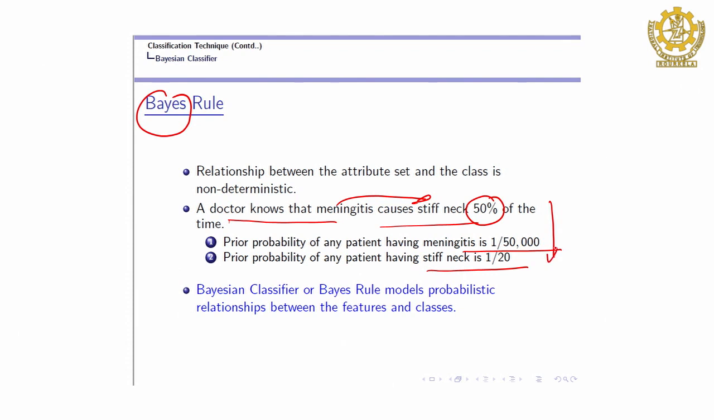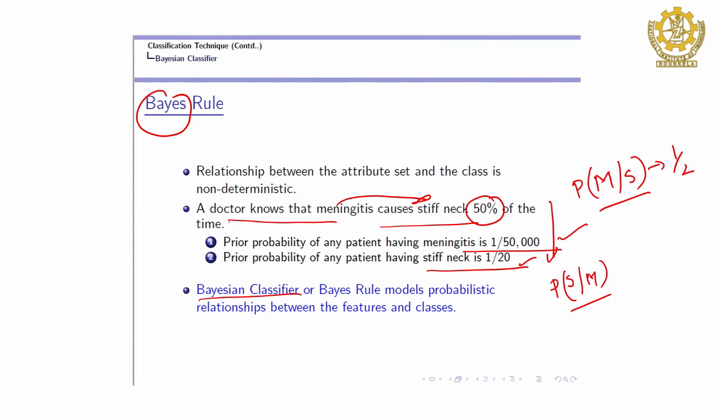From here, can you figure out the probability of having meningitis if the patient has a stiff neck? It is the other way around. The doctor says meningitis causes a stiff neck 50% of the time, so the probability of a stiff neck given meningitis is half. The prior probability of meningitis, without any information, is 1 by 50,000, and the stiff neck probability is 1 by 20. In this scenario, the Bayes classifier works very well, to find this probabilistic relationship.